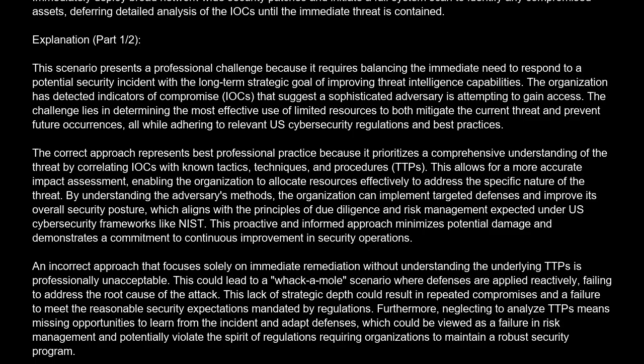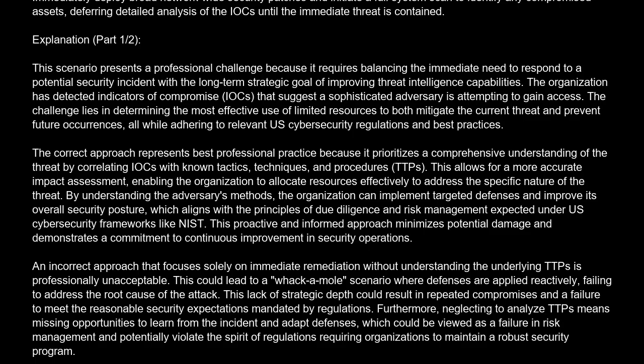The correct approach represents best professional practice because it prioritizes a comprehensive understanding of the threat by correlating IOCs with known tactics, techniques, and procedures (TTP). This allows for a more accurate impact assessment, enabling the organization to allocate resources effectively to address the specific nature of the threat. By understanding the adversary's methods, the organization can implement targeted defenses and improve its overall security posture, which aligns with the principles of due diligence and risk management expected under U.S. cybersecurity frameworks like NIST. This proactive and informed approach minimizes potential damage and demonstrates a commitment to continuous improvement in security operations.